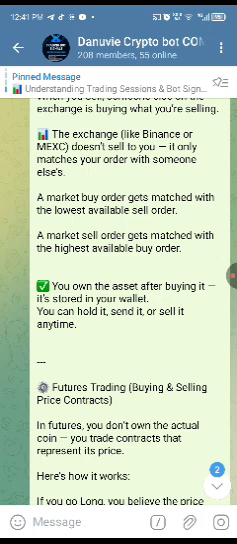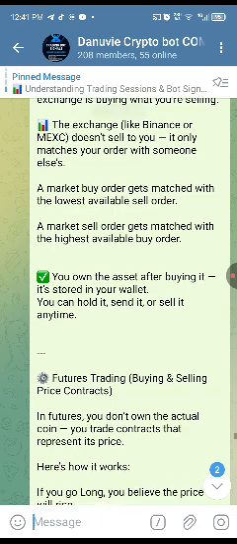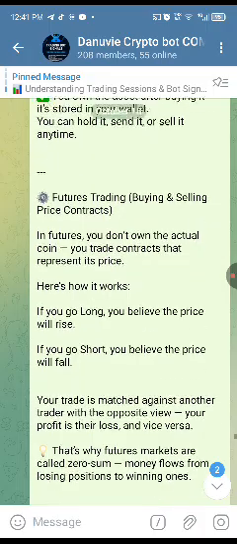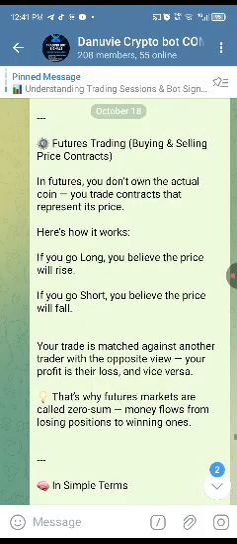It's a specially designed wallet that holds cryptocurrency assets or digital assets. So you can hold it, send it, or sell it at any time. Okay, so that is for spot trading. I'm just trying to make it as brief as possible.